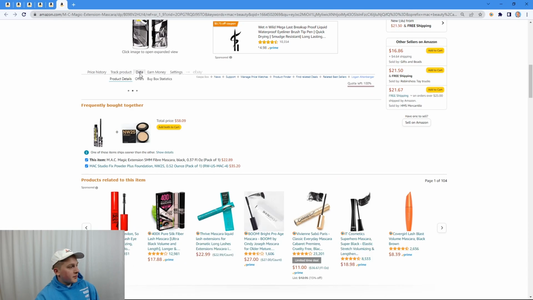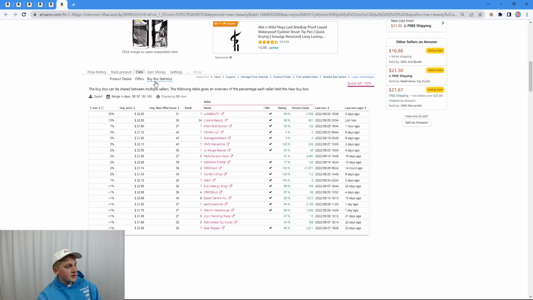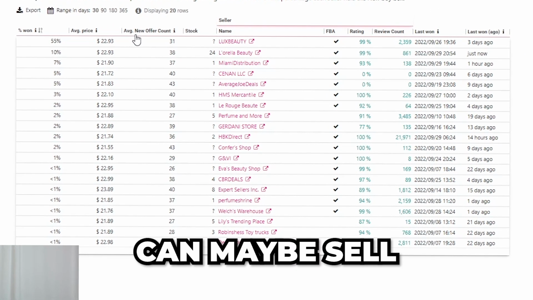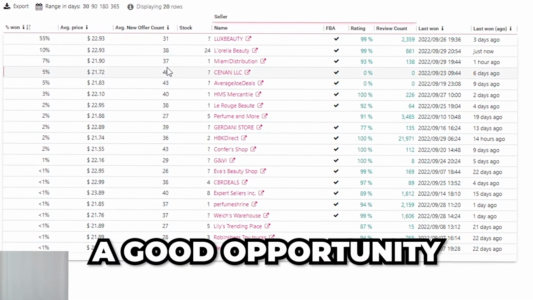So I teased this one a bit earlier, but the first one is going to be in the data tab, and we have the product details, offers, and buy box statistics. I'm primarily looking at these two, so let's start with the buy box statistic. This is really helpful for seeing buy box rotation. A product could maybe sell 100 times a month, but if all the sales are going to one seller, then that's not a good opportunity for us.